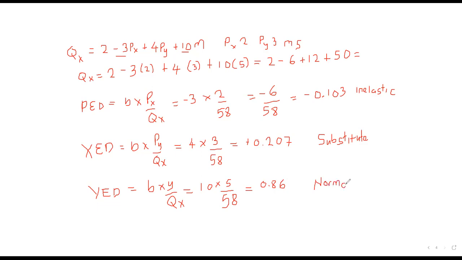So this is a normal good. Suppose we got 1.86. What would we say? Luxury good. And suppose we got negative 0.86. Inferior good. If it was negative, that's an inferior good. Anything negative is an inferior good. All right.